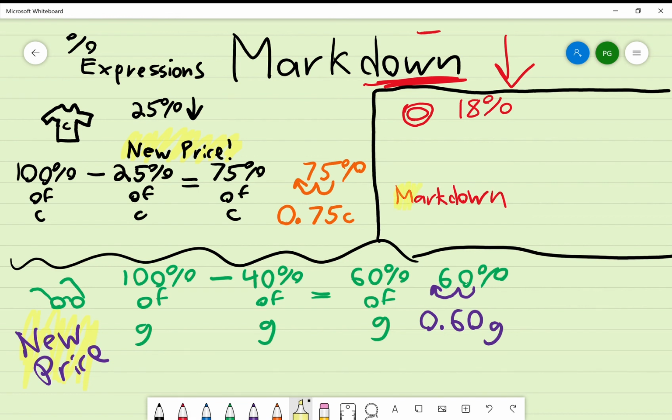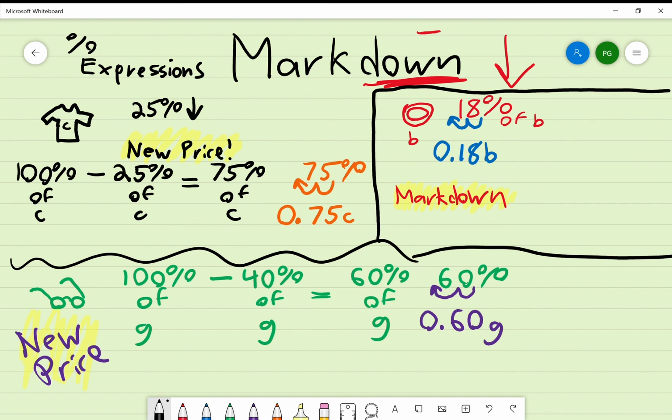Remember, please, you are not calculating the new price. If I'm asking for the markdown by itself, I just want that percentage as a decimal. So take the markdown percentage, which is 18, make it a decimal, move the decimal point 1, 2 spaces to the left, 0.18, and I said this was of a Bluetooth speaker, right? So let's make the variable B. It's a markdown of 18% of B, so your final expression would be 0.18B.